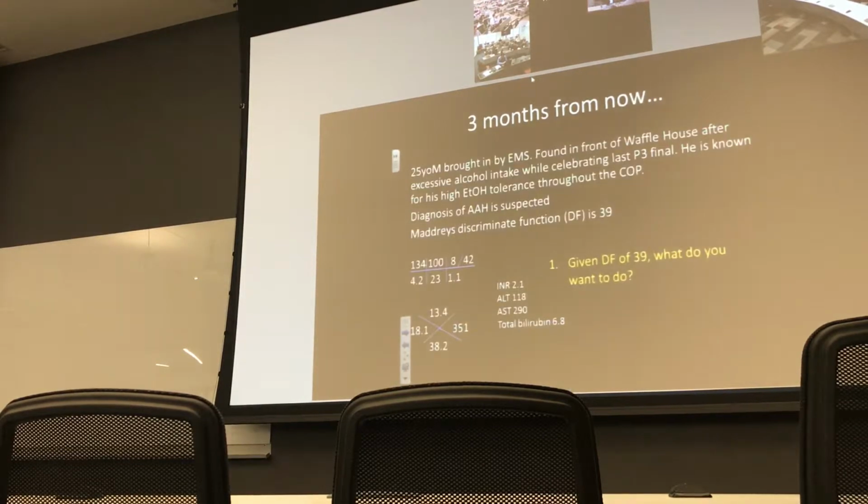So, 3 months from now, what? We got a 25-year-old male brought in by EMS down in front of Waffle House after celebrating his last P3 final. I'll give you guys about 4 or 5 minutes to talk about this patient.